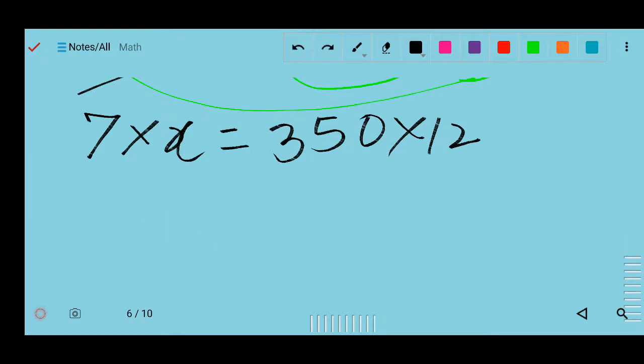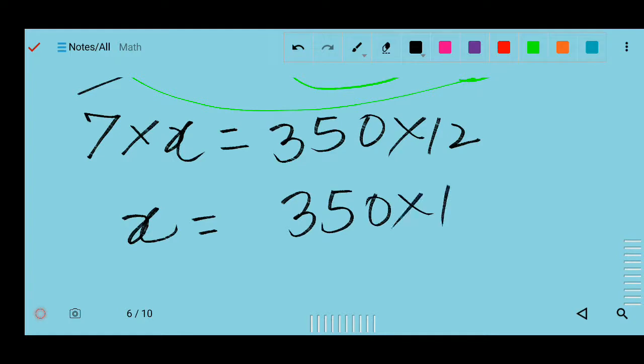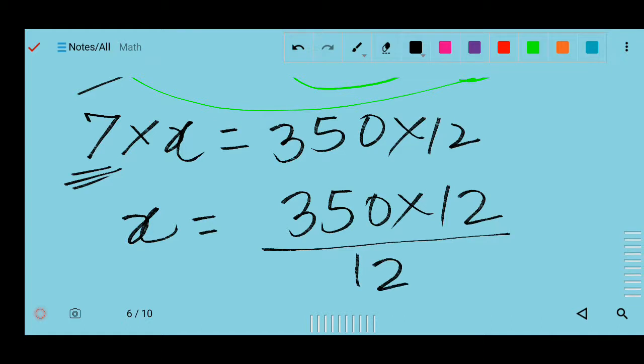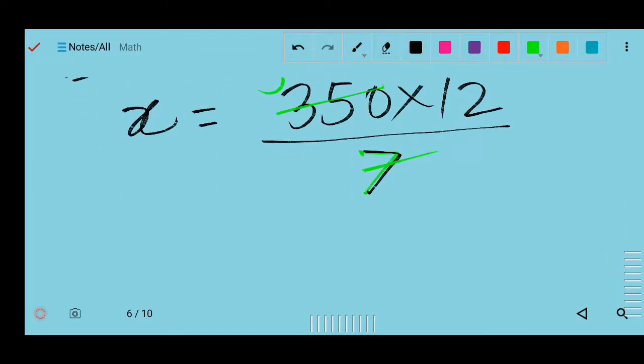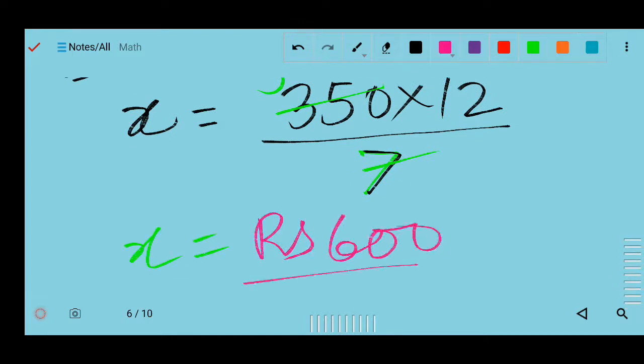Okay, it's better here, I will send the same quantity to the same side. So this x I will write here, this 350 into 12, and this 7 will come to the right side. When it comes to this side, it will be in the form of division, because here it is multiplication. Okay, now can we divide? Yes, 7 fives are 35, so 50 into 12. So this value, this x will be rupees 600.